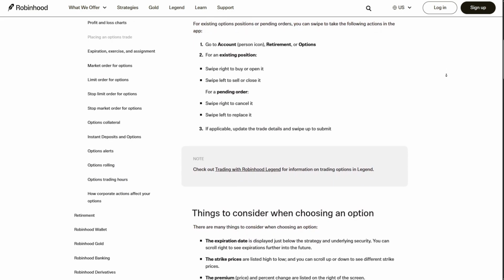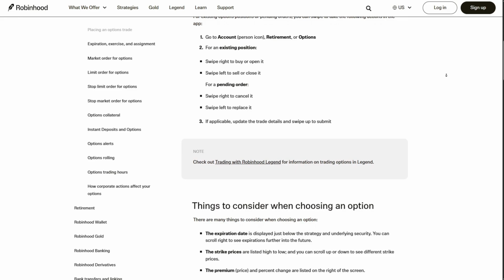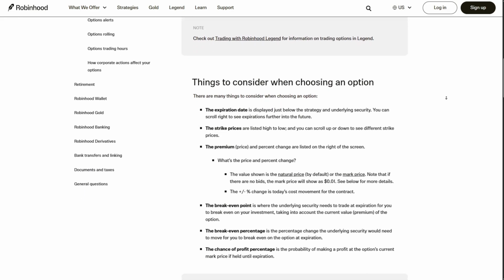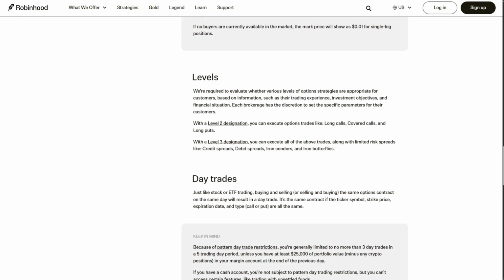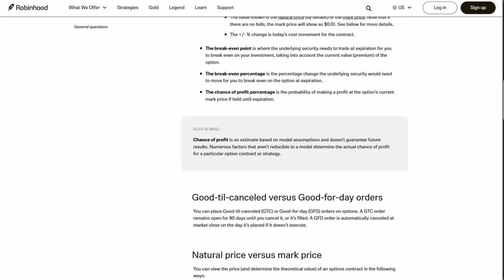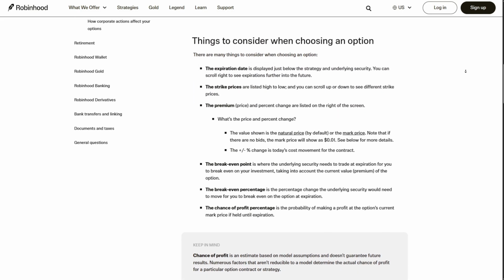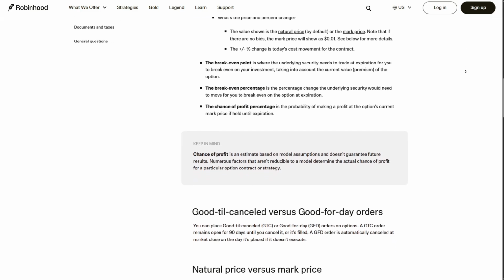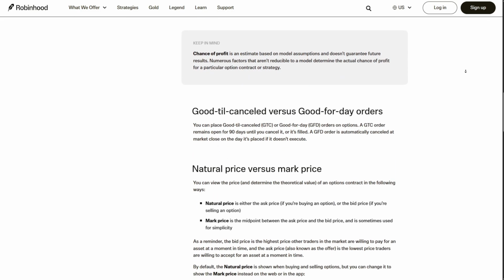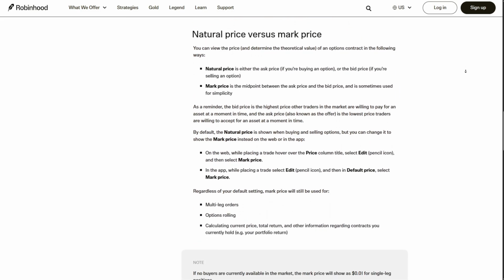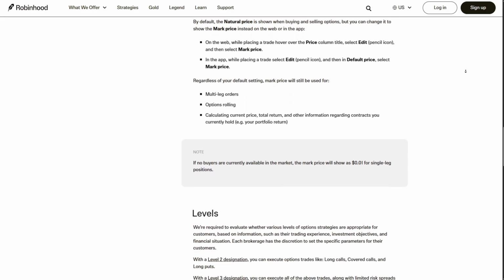Good for day, GFD, means it cancels at the end of the day. If not filled, good till canceled, GTC, stays active up to 90 days. Robinhood shows natural price by default, but you can switch to mark price, the midpoint between bid and ask, while trading. Lastly, to trade options, you need approval.